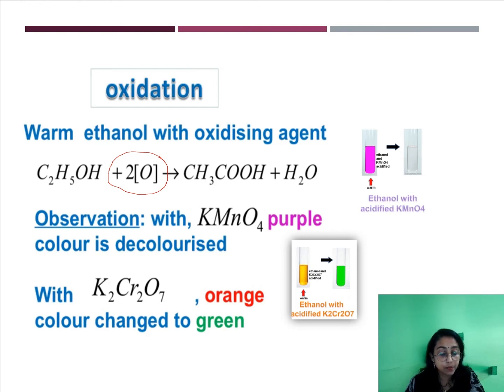And you should know the observation for oxidation of alcohol to the respective carboxylic acid. When you test with potassium manganate(VII), it will be decolorized. If you use potassium dichromate(VI) solution, then the color will change from orange to green. The observation for this oxidation reaction is quite famous for questions. So you should know it, and other than that, you should be able to write the balanced chemical equation.